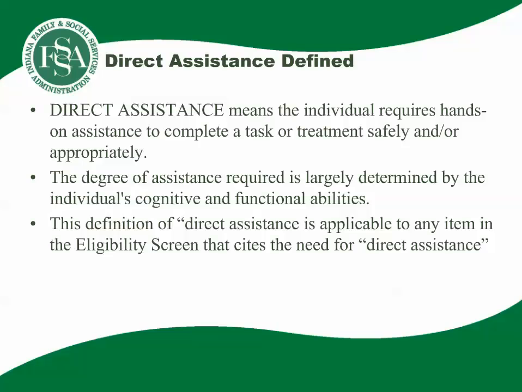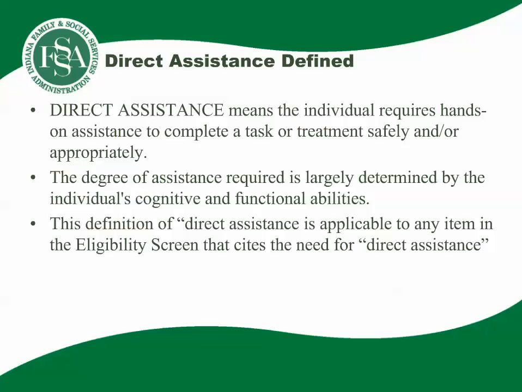One term that we'll see used frequently throughout the eligibility screen, including on page 1 for skilled medical needs, is the term direct assistance. Direct assistance essentially means that the individual requires some hands-on assistance to complete a task or a treatment safely and/or appropriately. The degree of the assistance that is required is largely determined by the individual's cognitive and functional abilities.